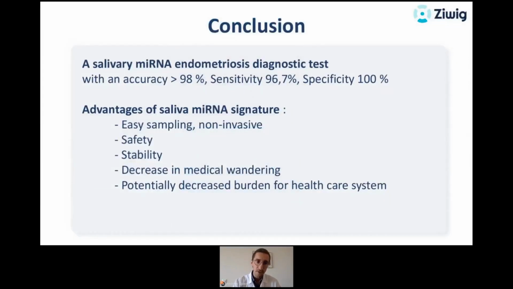As a conclusion, the salivary microRNA endometriosis diagnostic test has a fantastic accuracy, a sensitivity and a specificity, which will allow for it to provide a clear answer to practitioners. It's safe, non-invasive, and as I mentioned, in a stable format. This should definitely contribute towards a decrease in medical wandering. That is to say, a decrease also in the 7-year delay during which patients are suffering from the symptoms of the disease. And overall, it will reduce the burden on our healthcare system.